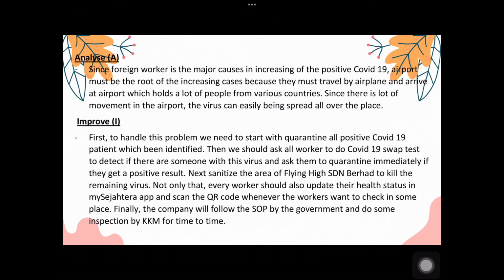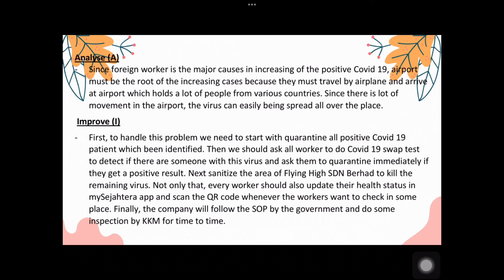Analyze. Since foreign workers are the major cause of the increase in positive COVID-19 cases, the airport must be the root of the increasing cases because they must travel by airplane and arrive at the airport, which holds a lot of people from various countries. Since there is a lot of movement in the airport, the virus can easily spread all over the place.